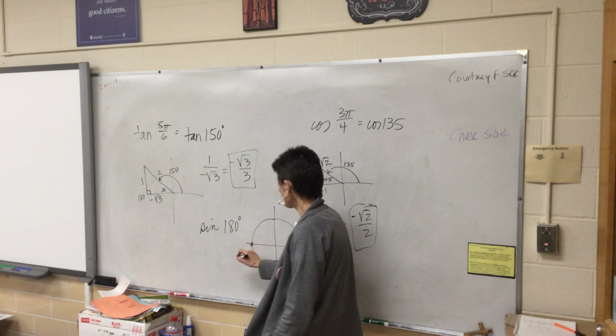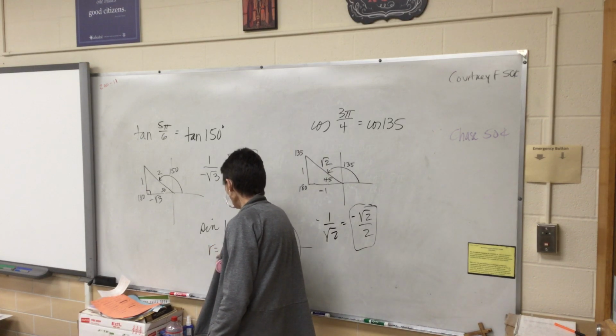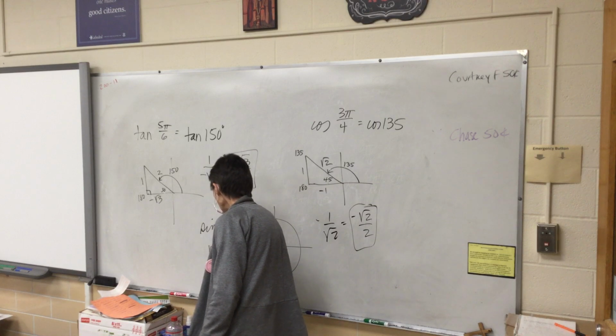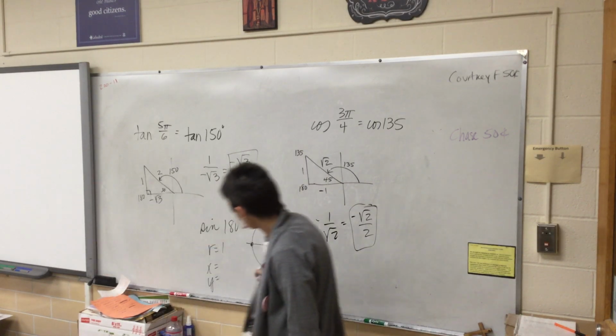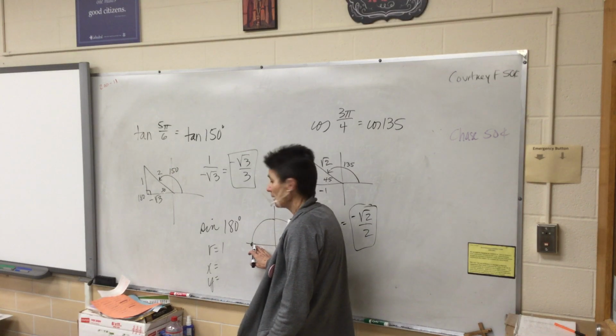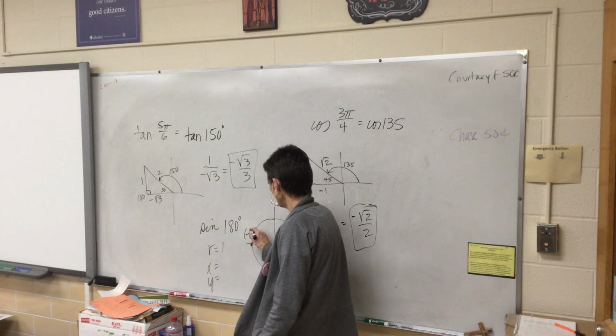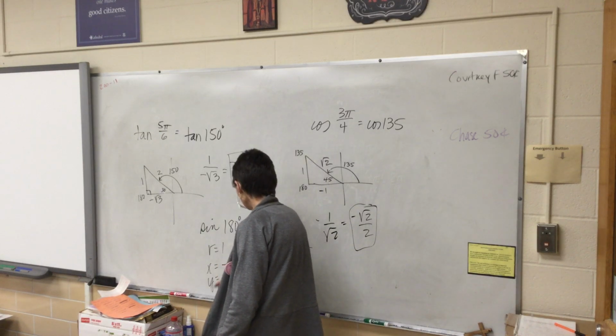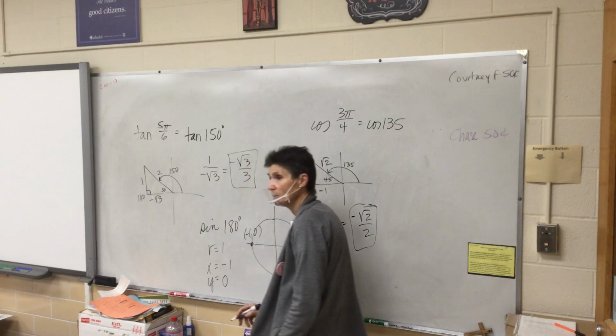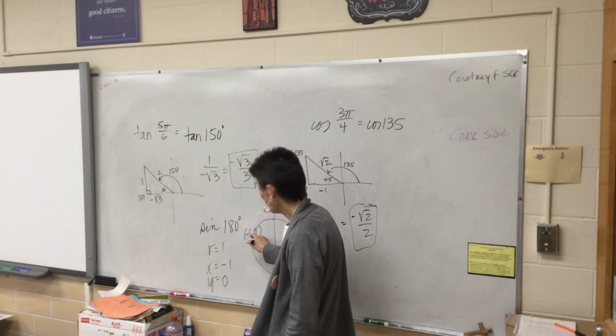So if I'm drawing a circle, the radius is 1. Tell me about my point. The radius is 1. Negative 1, 0. My point is negative 1, 0. Very good, Jaden. Which means x is negative 1 and y is 0. X, y.